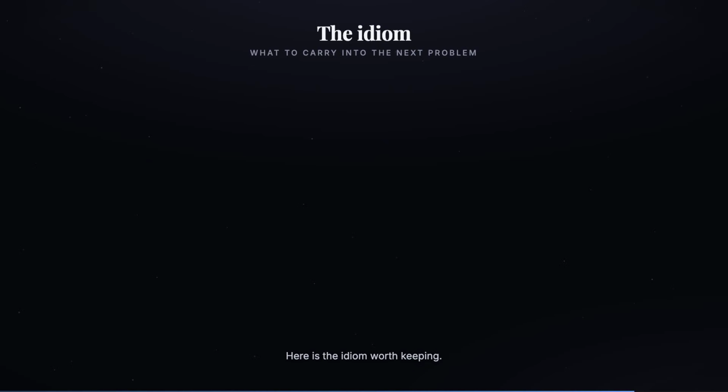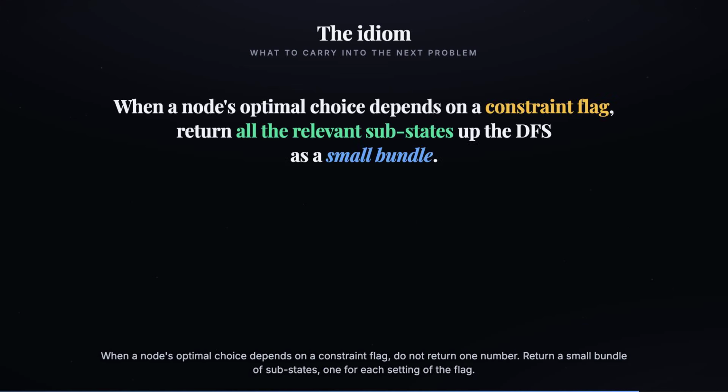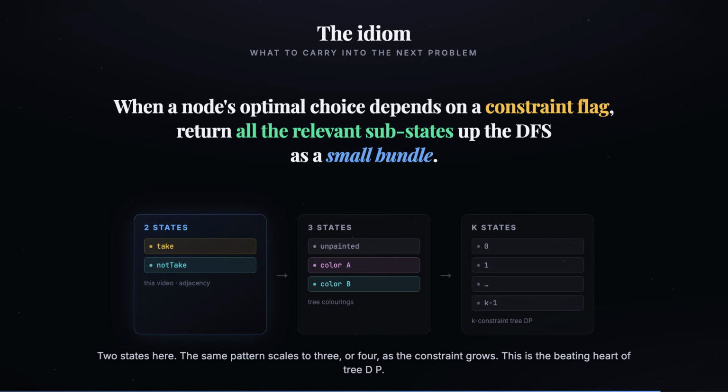Here is the idiom worth keeping. When a node's optimal choice depends on a constraint flag, do not return one number. Return a small bundle of substates, one for each setting of the flag. Two states here. The same pattern scales to 3 or 4 as the constraint grows. This is the beating heart of tree DP.